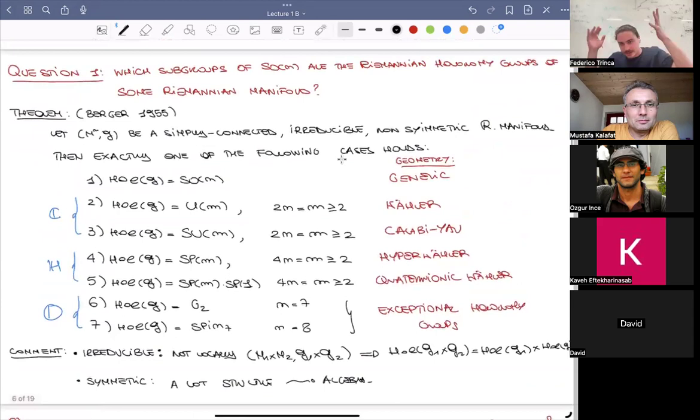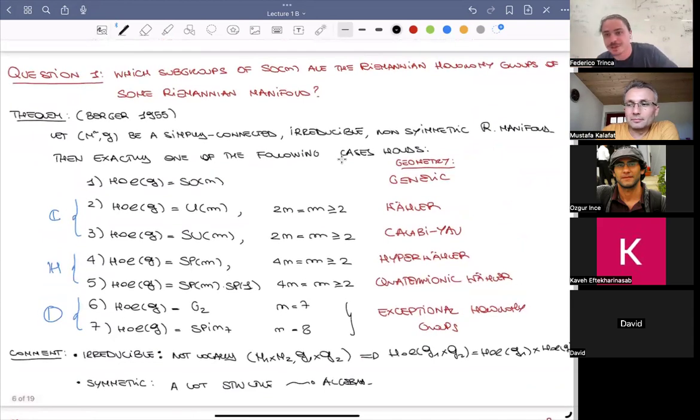Okay, so we have this good answer to the first question, which is what is the image of this correspondence.